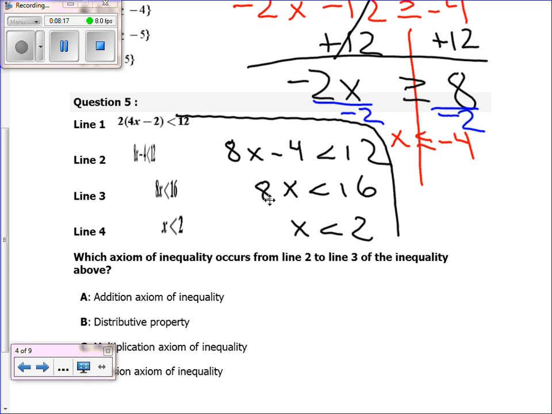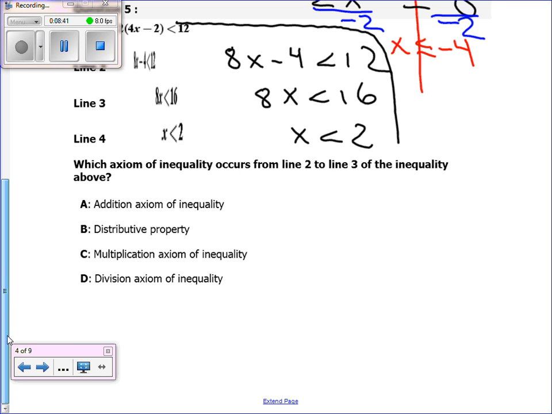Just notice what the difference is. The difference is that I no longer have the minus 4. Well, what happened to the minus 4? We added 4 to both sides. So therefore, the only answer that actually makes sense is that it was the addition axiom or postulate, and you may see that word as well, axiom or postulate, of inequality, because we added on both sides.